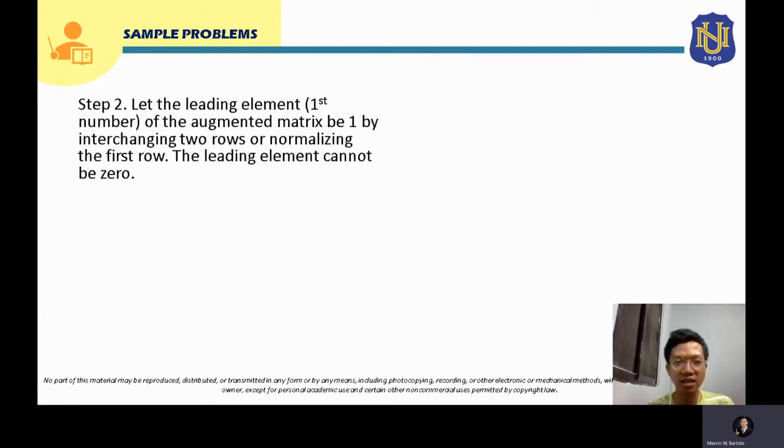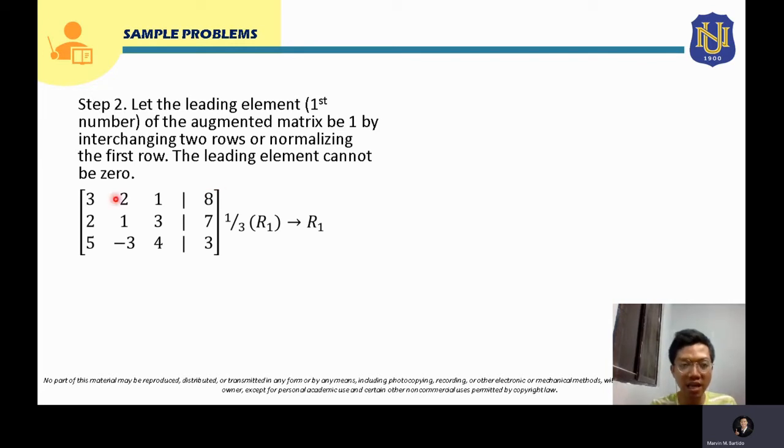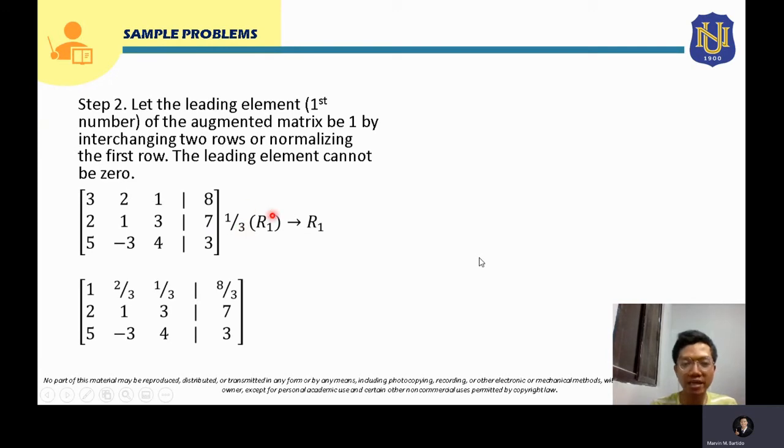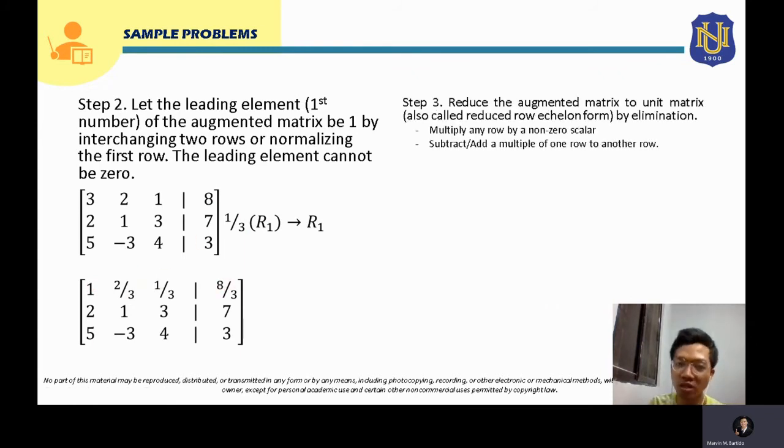Now, for our second step, we just have to make the leading element 1 by interchanging. Again, there are no rows wherein the first element is 1, so we cannot interchange two rows. Instead, we are going to normalize the first row by multiplying it by 1/3 to make this 3 a 1. Multiplying the entire first row by 1/3 will give you 1, 2/3, 1/3, and 8/3. From here, we can now proceed to step 3.